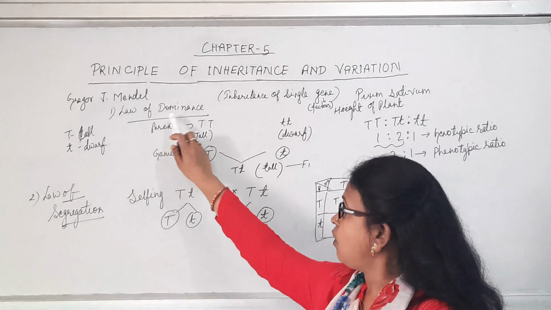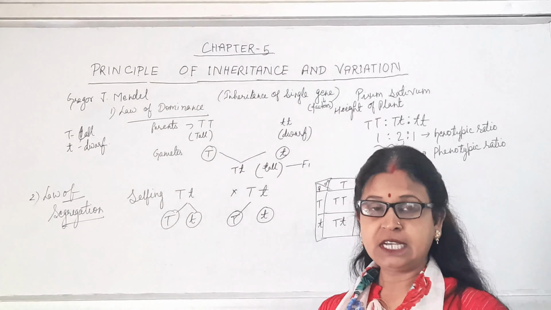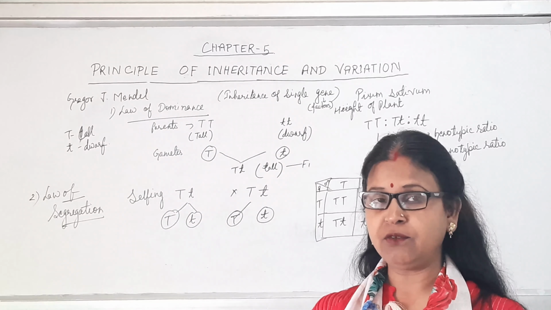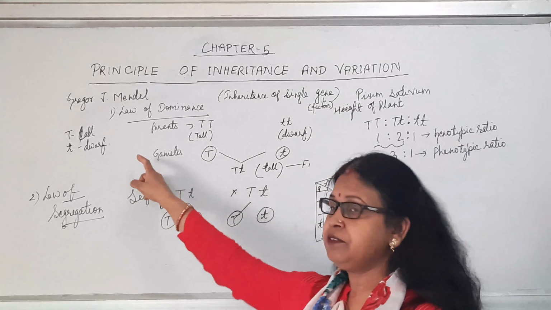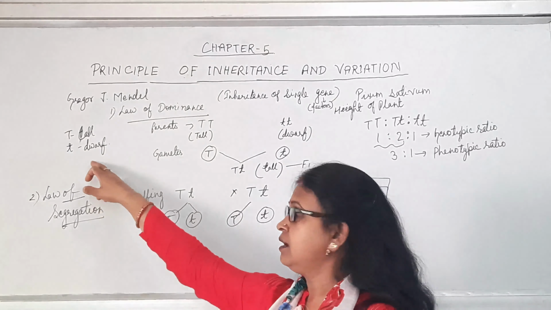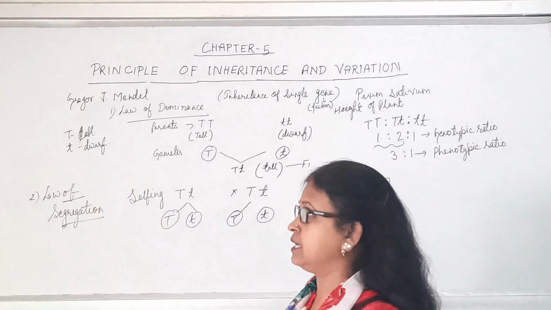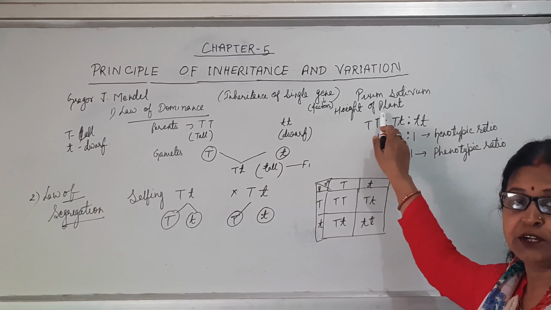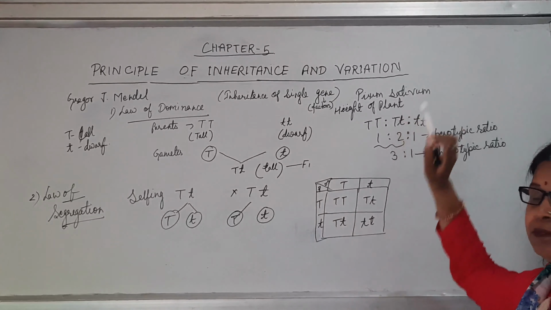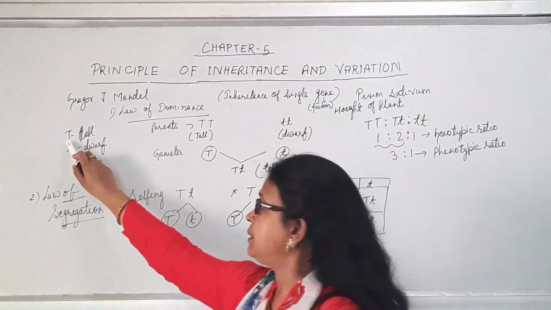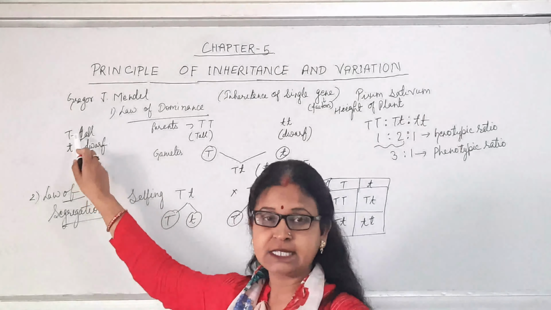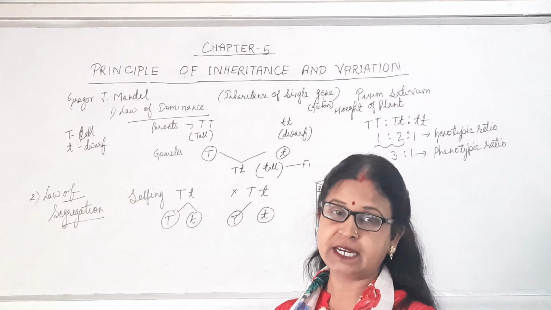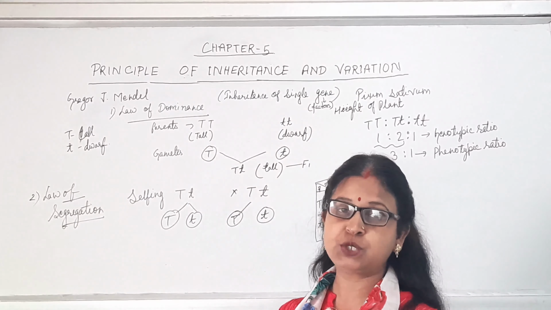Now the law of dominance means when the gene has two alleles, one of the alleles has the dominant character and the other allele has the recessive character. For example, we are taking the character height of the stem of the Pisum sativum plant. Capital T is taken for tallness and small t for dwarfness. That means the contrasting character is controlled by these two alleles.